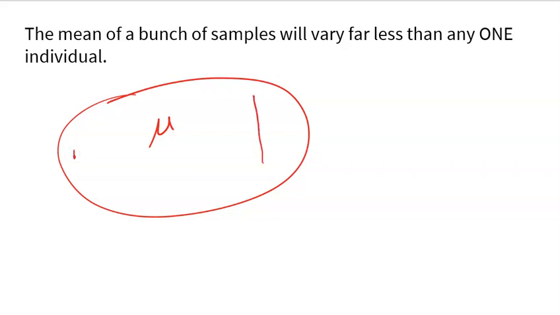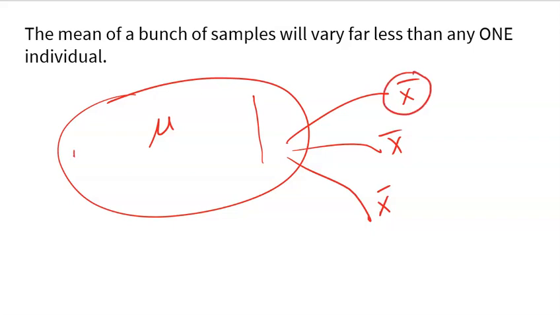So the point I'm trying to make is that any one individual within a population could vary a ton. But when we take a sample out, and we take another sample out, and another sample out, those samples should not vary so much, because this no longer represents one giraffe. It represents 30 giraffes. And maybe there is a small giraffe within there, but there's a bunch of other giraffes that are not small. So the mean of a sample will be closer to the truth than any one individual.